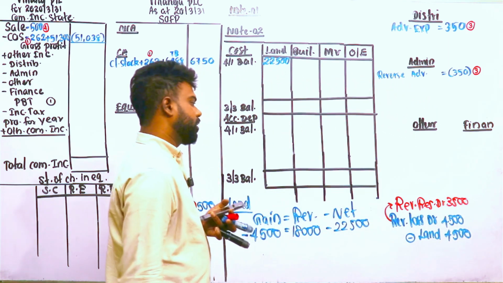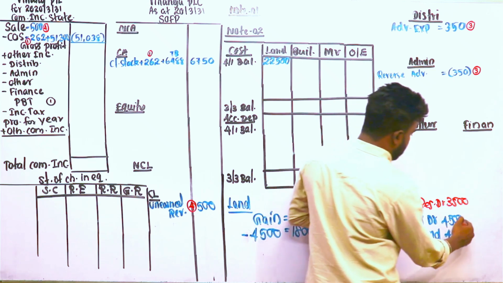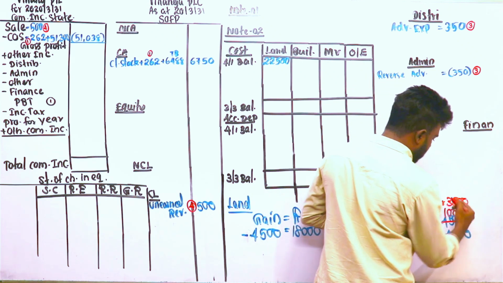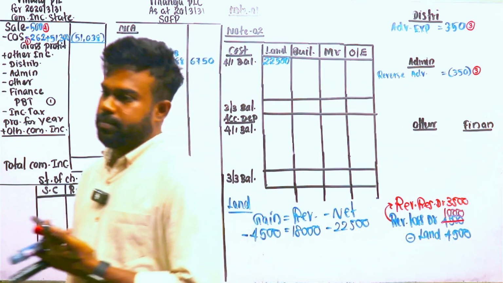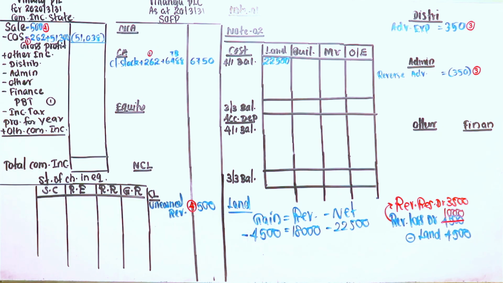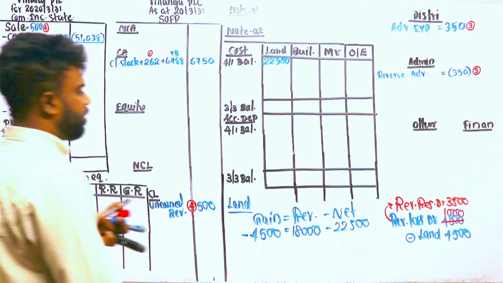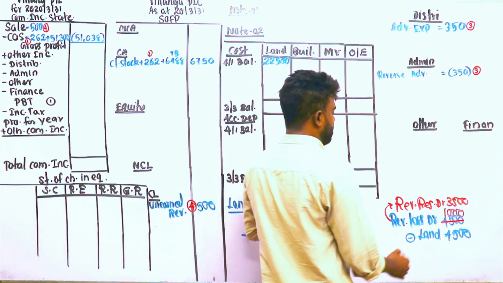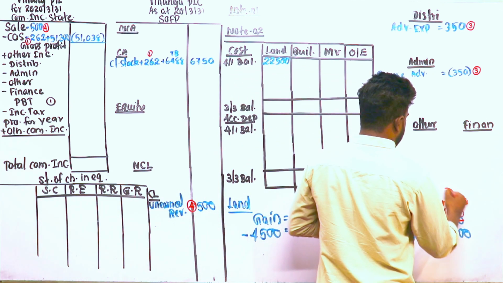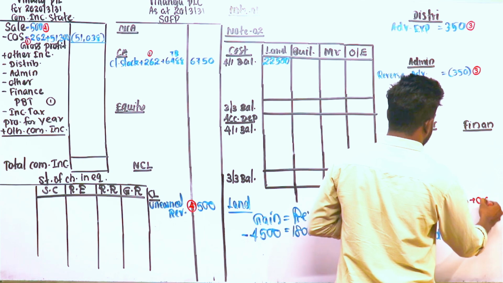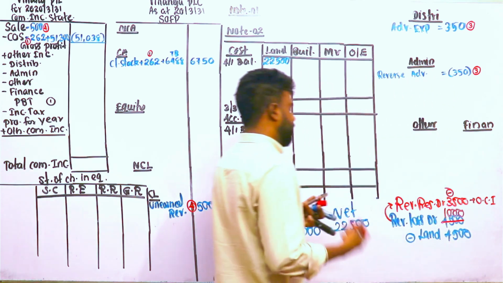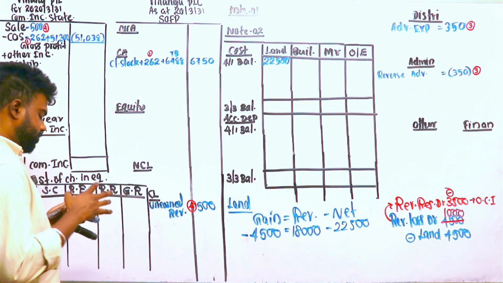That's all there is, right? Then how much is the remaining balance? The remaining 1,000 should be recognized as a loss. That's a double entry. Clear? So this is minus, and also you have to record under other comprehensive income, right? Double link.